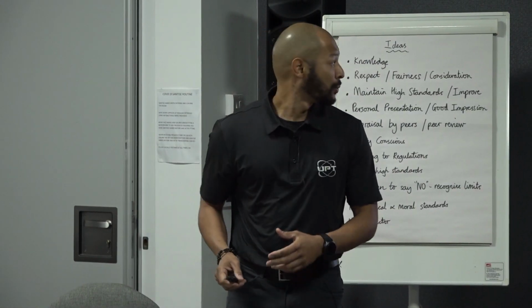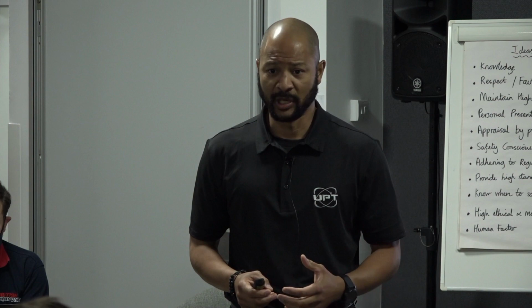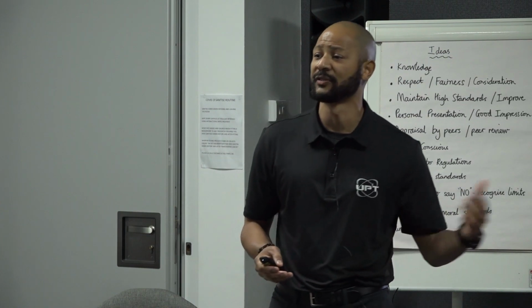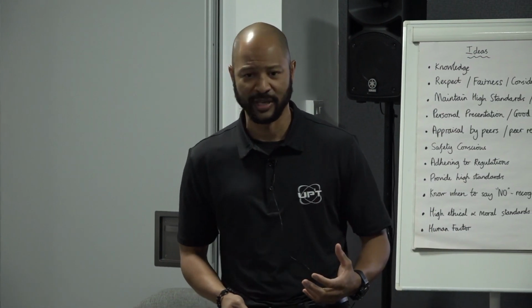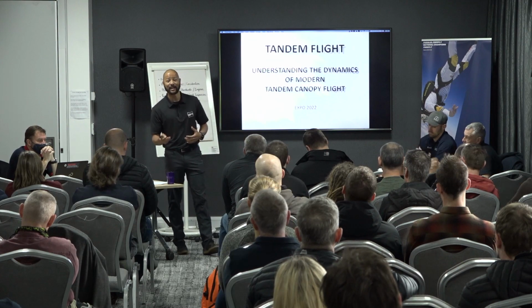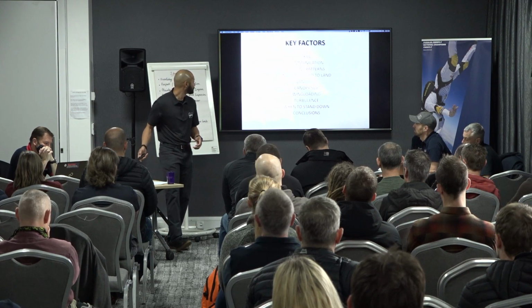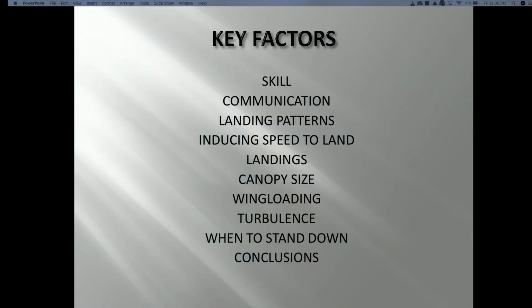All right, so with that last video, that was a tandem student that got hit by a incoming tandem. In a sense, the jump is not done until that passenger is safely passed over to someone on the ground or off of the drop zone. We're going to talk about the canopy flight itself to avoid situations like both videos. Some of the key factors we're going to talk about: skill, communication, which is a very big one, landing patterns, inducing speed to land, landings themselves, canopy size, wing loading, turbulence, when to stand down, and of course the conclusion.